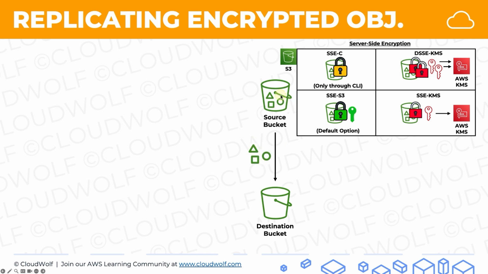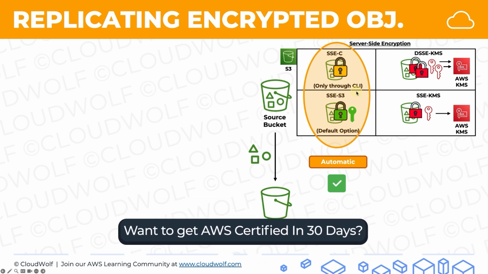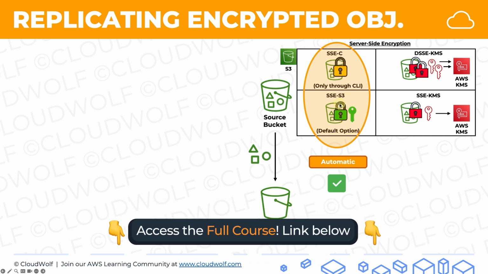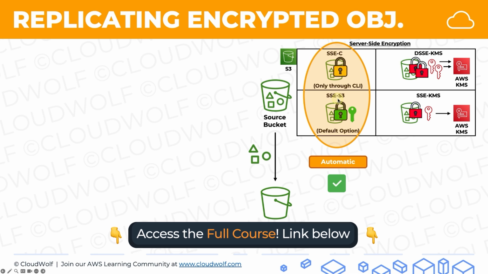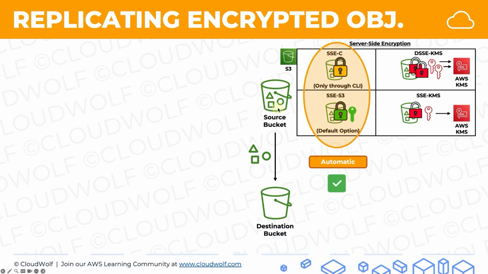So the objects here are encrypted within this bucket. What happens when they go there? So this encryption is copied over automatically. Whether they're encrypted with SSE-S3, in the destination they'll also be encrypted with SSE-S3, because there's no specific key that is required for that. It's just a key managed by S3 anyway. And whether it's in this bucket or in that bucket, AWS takes care of that.